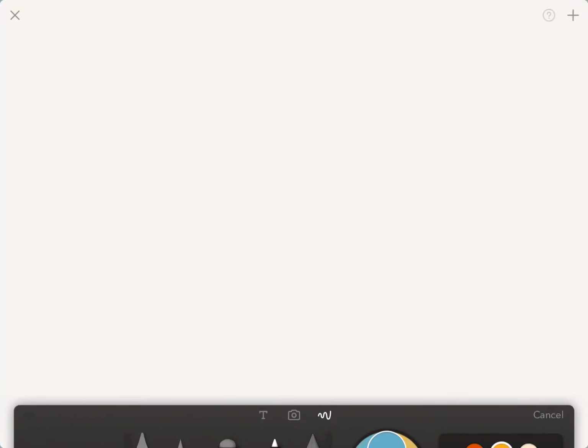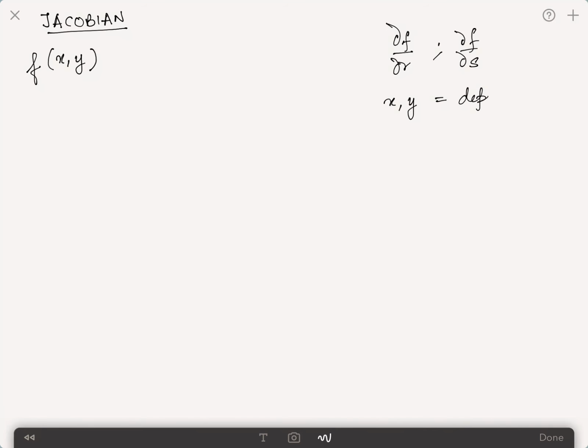So let's take this as a task now. I'm going to call this the Jacobian. It's not I who coined the term, it's just a standard term which is used for this transformation matrix. To start with, let's just define a random function f which is dependent on x and y. If we must find its derivative, we want to find the derivative of f with respect to r and with respect to s, while the variables x and y are actually dependent on r and s.